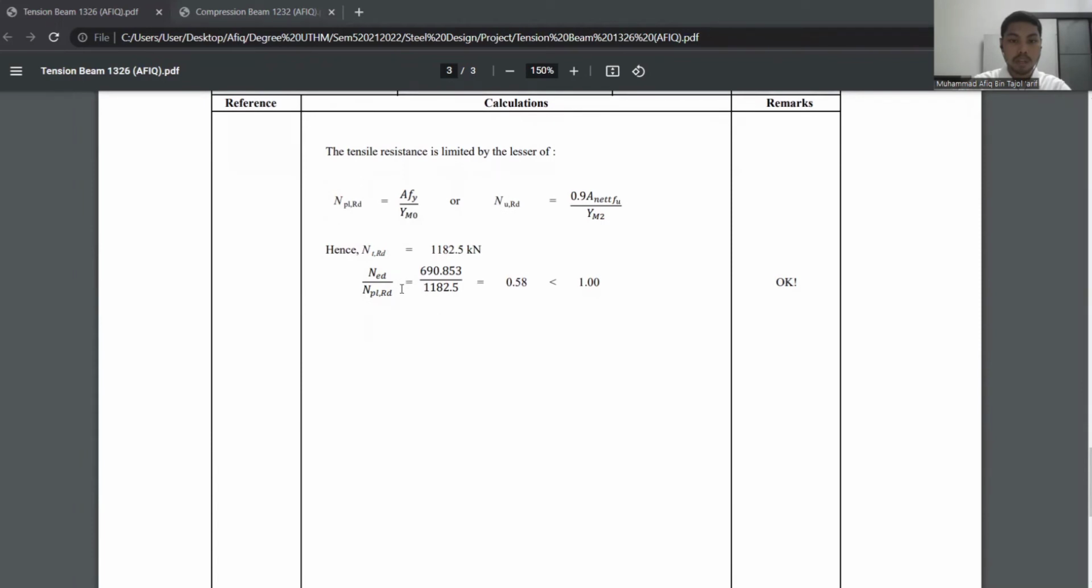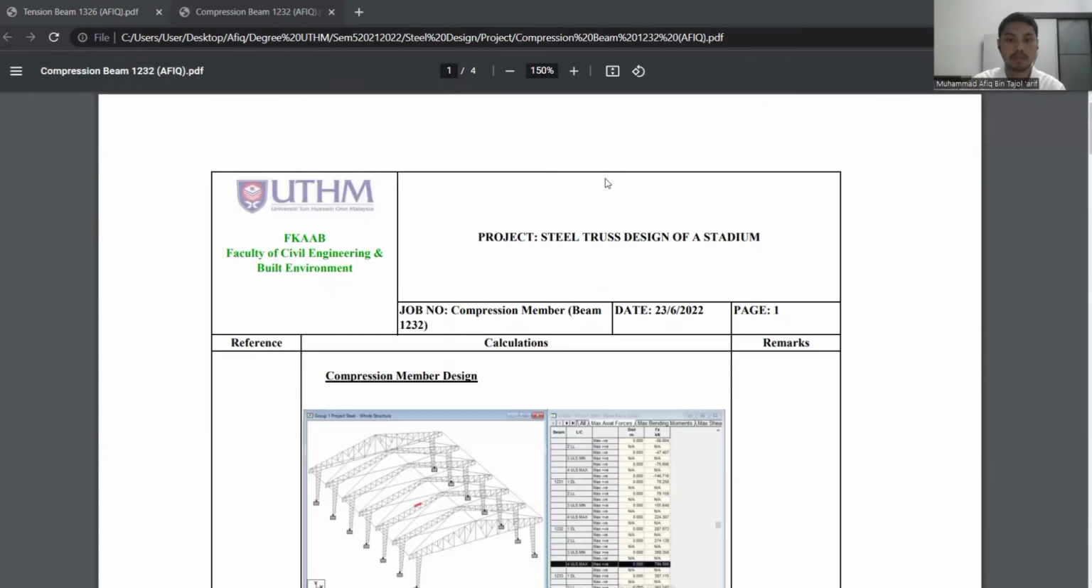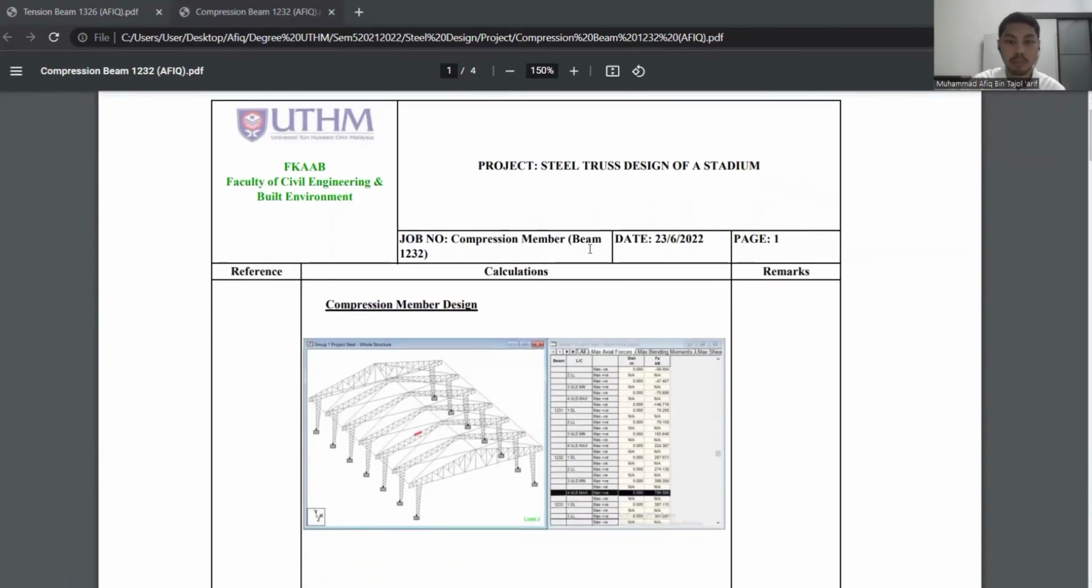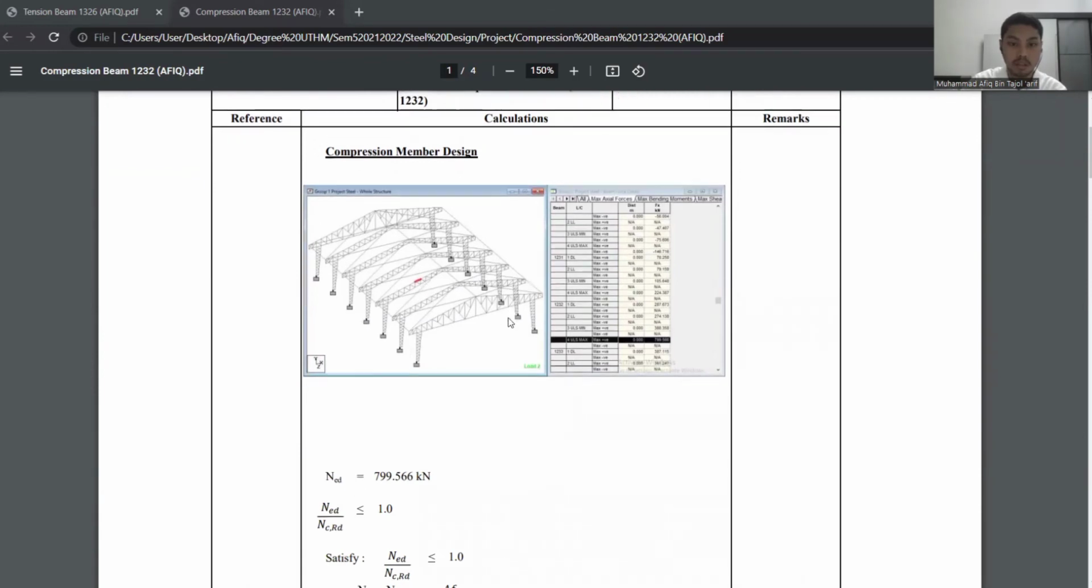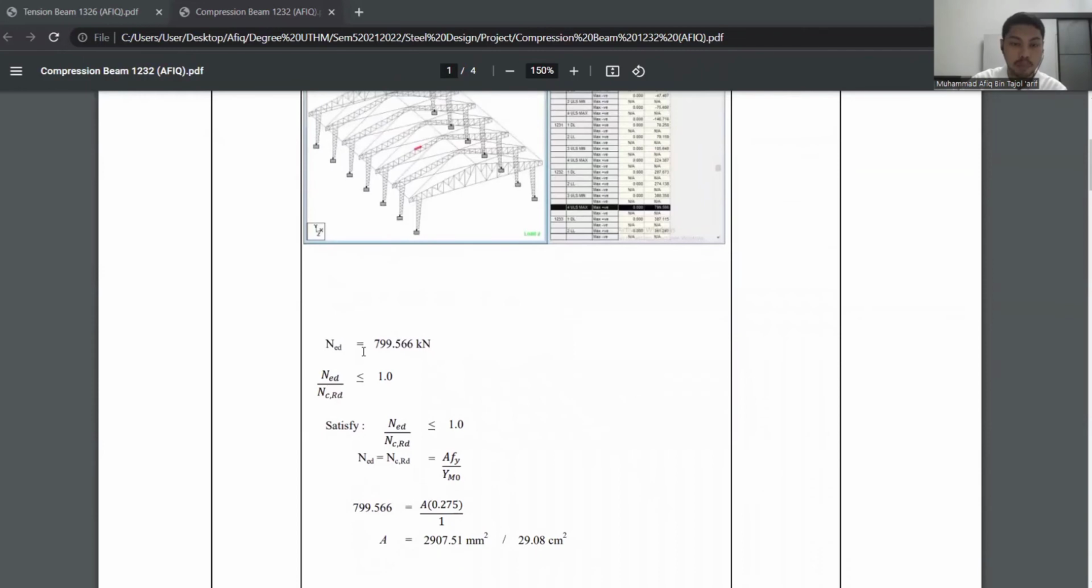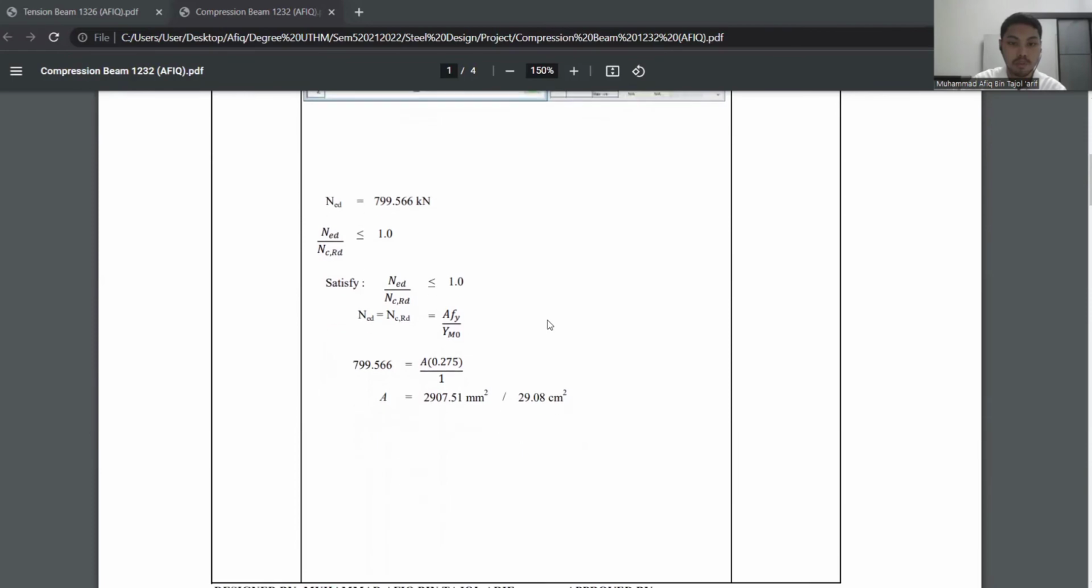So the value of NEd over Npl,Rd is 0.58, which is lower than 1. The next one is the compression member at beam 1232. This is the picture of the placement of beam 1232 in STAAD.Pro. The value of NEd obtained is 799.566 kN. First we calculate the area, and we got 29.08 cm².